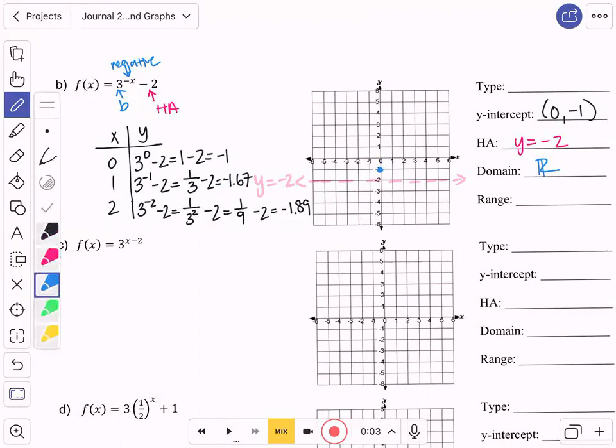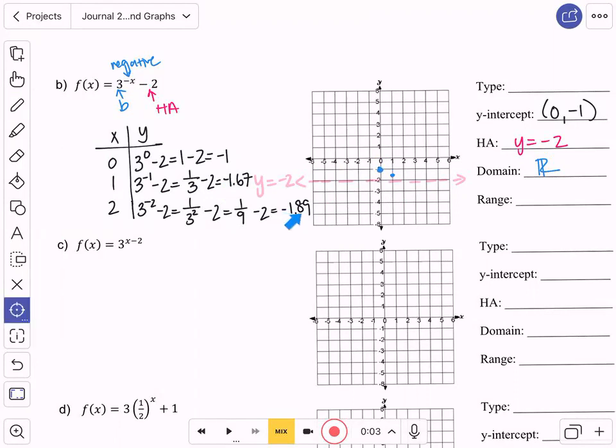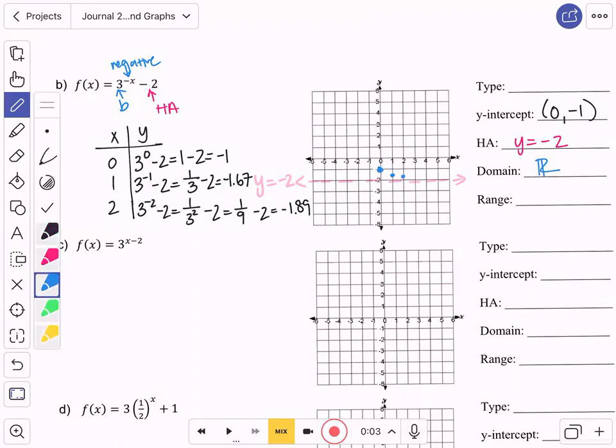So I'm going to do my best to kind of draw that out, but I would say right about there. And then at 2, it's negative 1.89. So that's really close to negative 2, so about right there. So we can definitely see that this is causing it to get really close to that asymptote. But this side, you can tell it's probably going to grow upwards.